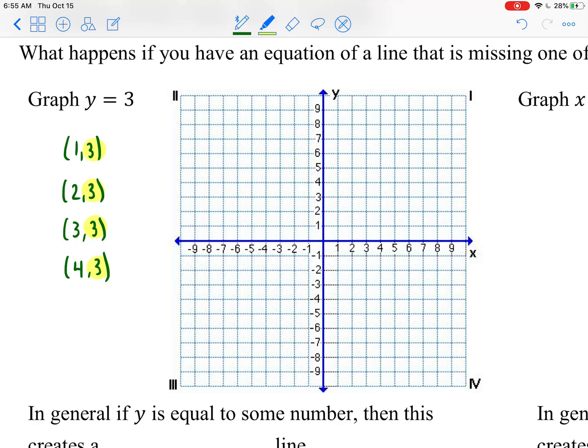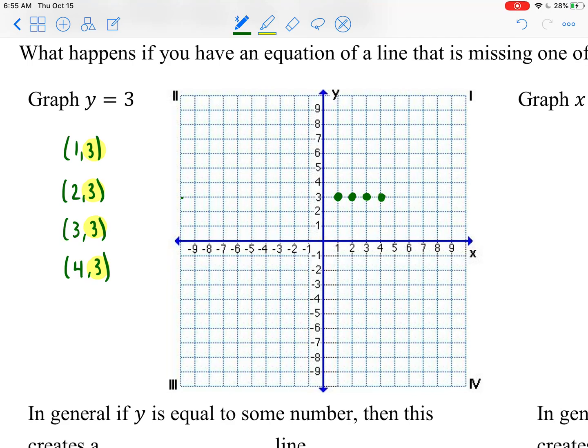They're all 3 here. So, x is 1, y is 3, x is 2, y is 3, x is 3, y is 3, x is 4, y is 3. So when you do this, let's plot these. So 1, 3 is right here. 2, 3 is right here. 3, 3 is right here. 4, 3 is right here. You kind of start to see the pattern here.